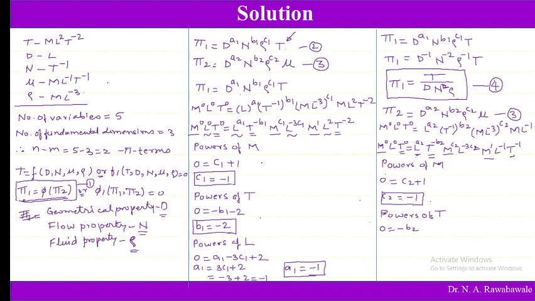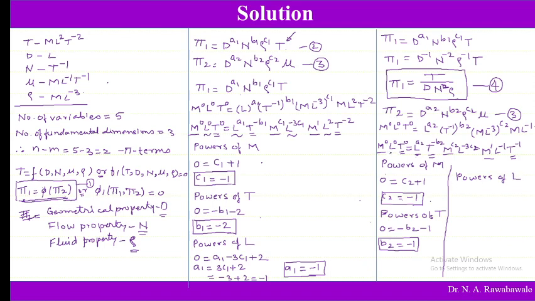And minus 1. So b2 is equal to minus 1. c2 is equal to minus 1, b2 is equal to minus 1. Then collecting powers of L.